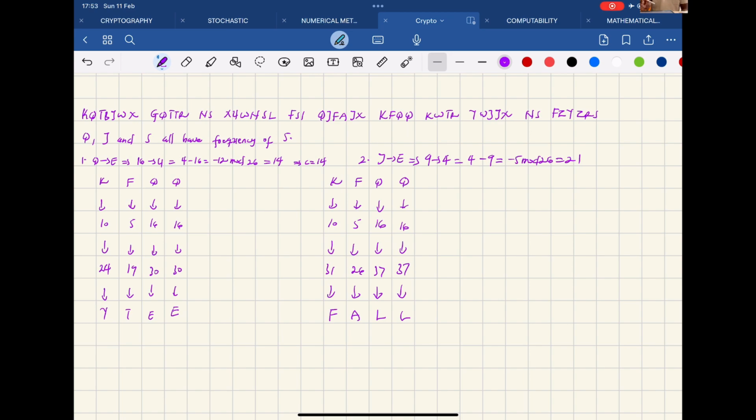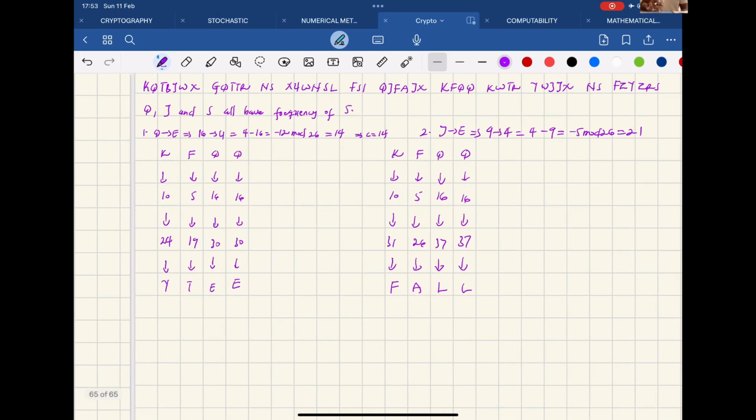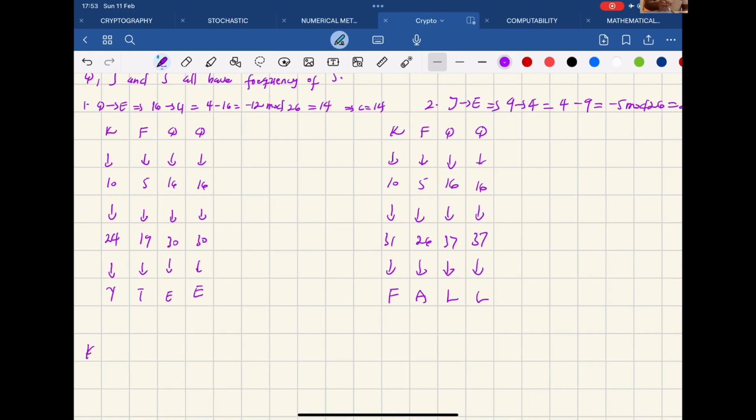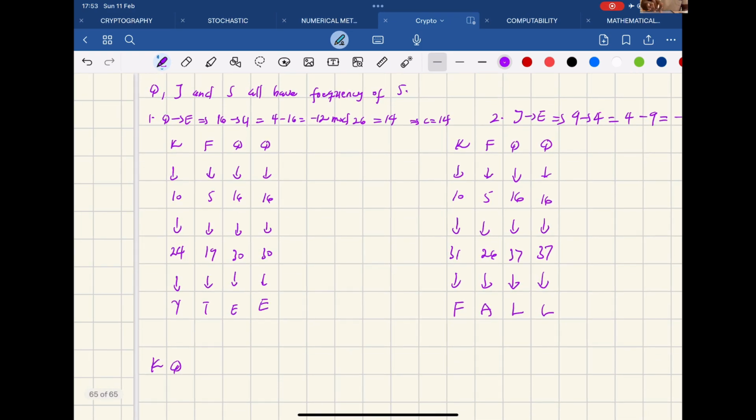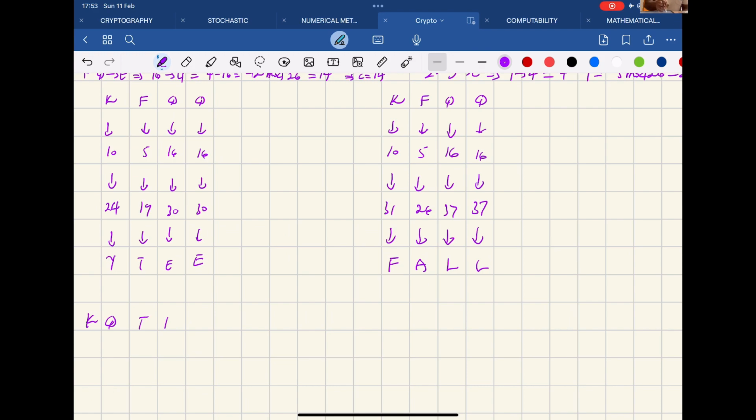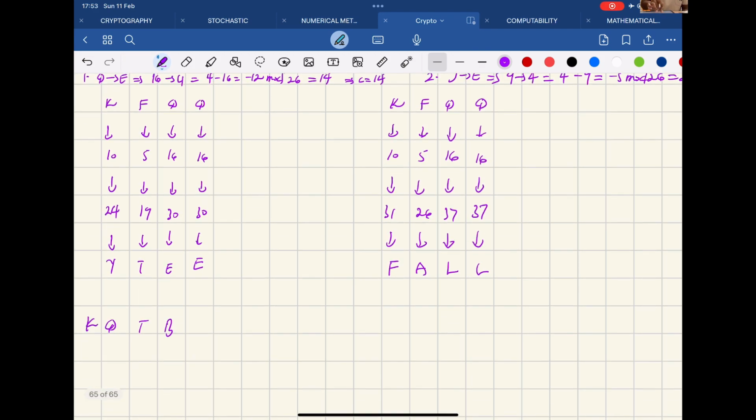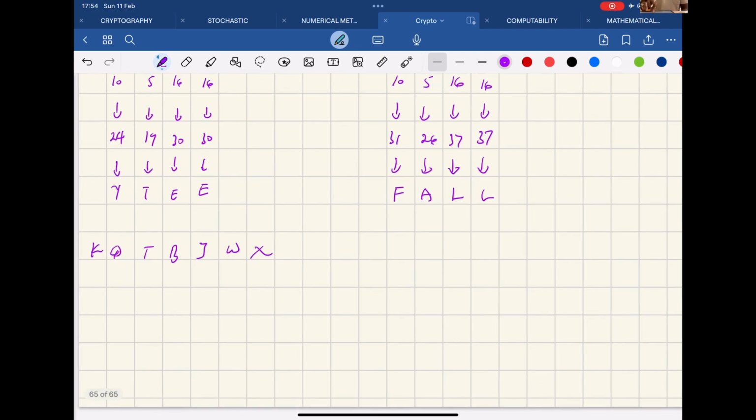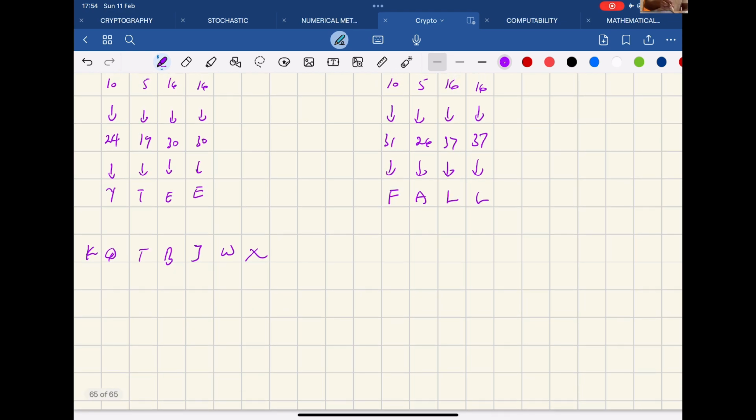Now that we have 21, we can apply it to all of our cipher text to read the message. Let's pick the first sequence, which is K, Q, T, B, J, W, X. K is 10, Q is 16, T is 19, B is 1, J is 9, W is 22, and X is 23.